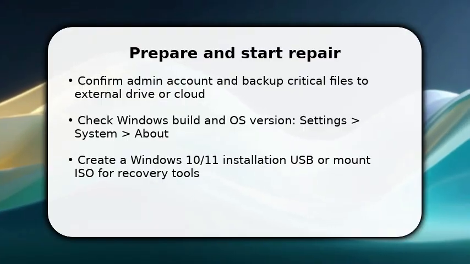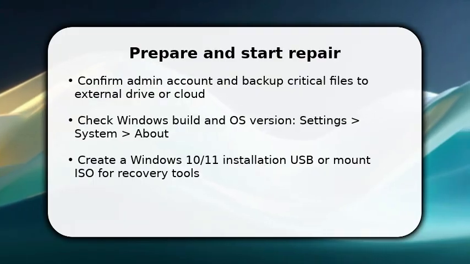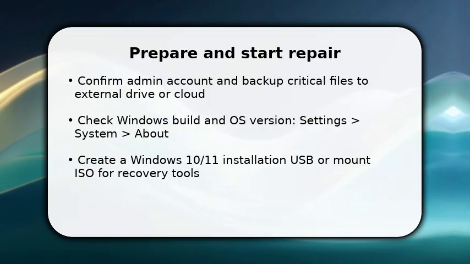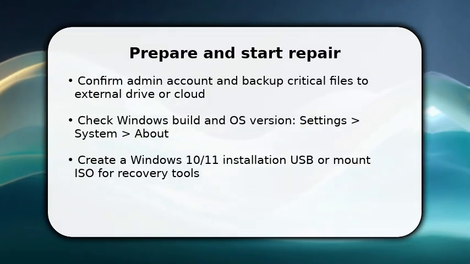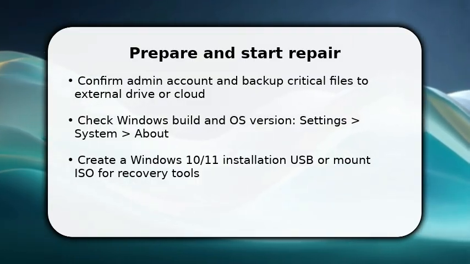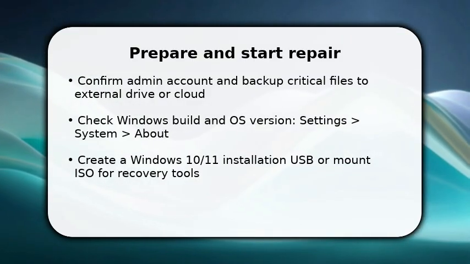You'll begin by making sure you can repair safely. Sign in as an administrator and back up important files. Once done, verify your Windows build and edition so you choose the right media, and create or mount a Windows installation USB or ISO for recovery tools.